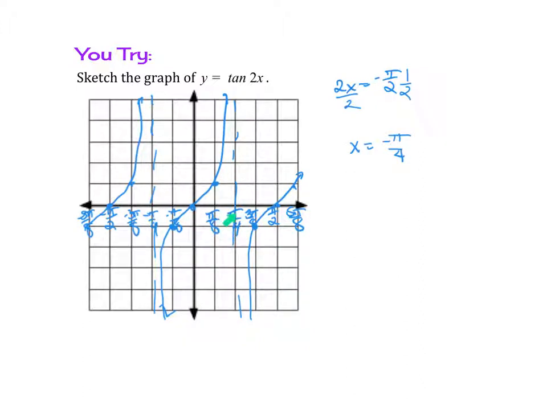Add another pi over 8. That's 2 pi over 8, which is pi over 4. Then this is 3 pi over 8. Then 3 pi over 8 plus another pi over 8 is 4 pi over 8, or that reduces to pi over 2. And then this last one, another pi over 8, is 5 pi over 8.